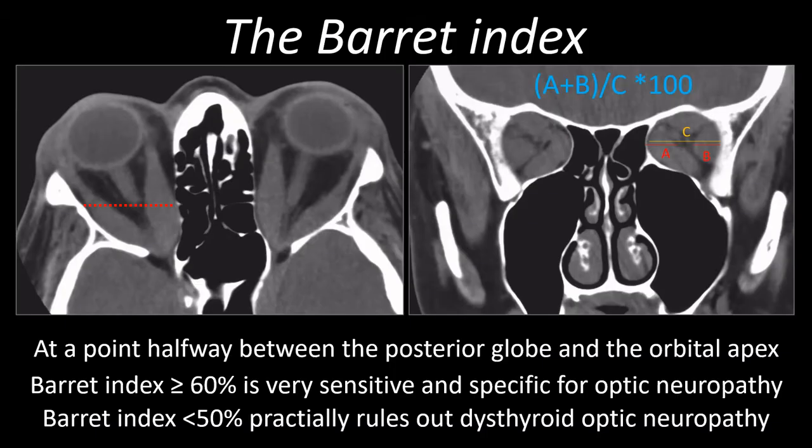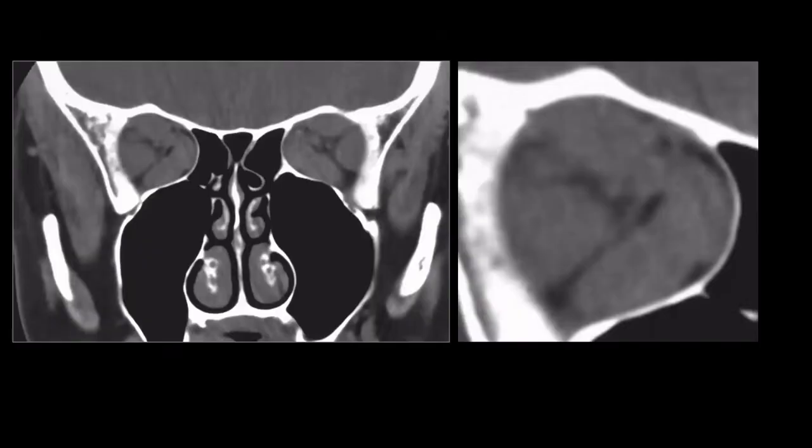And you can also do that in the vertical plane. What do I mean? This is the horizontal Barré index, but you can also calculate the Barré index by measuring the width of the muscle bellies of the superior and the inferior rectus muscles and dividing by the width of the orbit in the vertical plane. So you can measure a horizontal Barré index and a vertical Barré index. Then you get maybe two different numbers. The highest number is the one you have to work with. That gives you an idea of the severity of apical crowding.